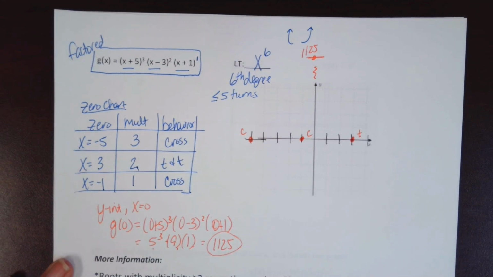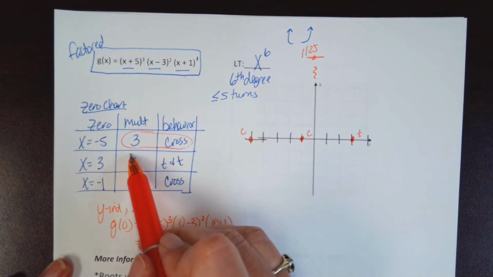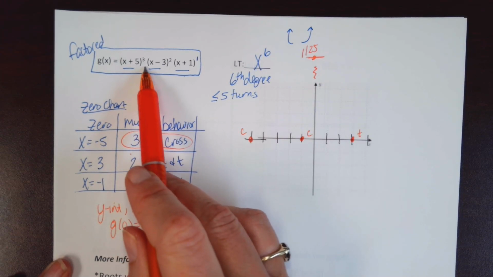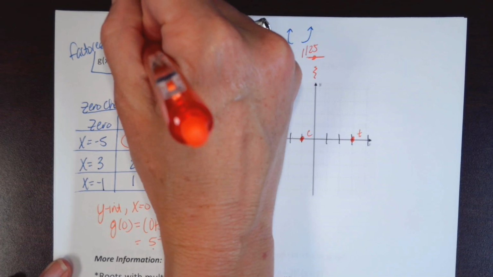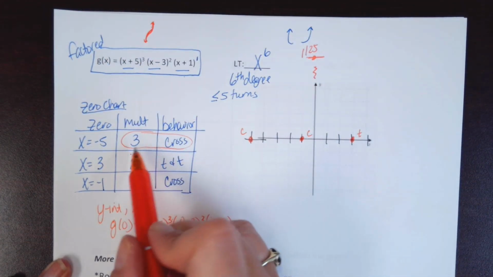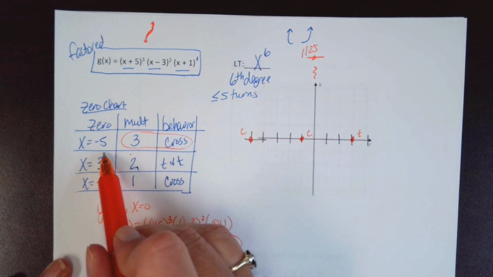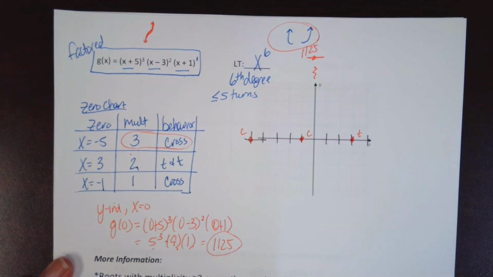Now, I want to point out to you that I have a multiplicity of 3 here. Exponent 3 is a cubic function. We know our cubic function does that wiggle, right? So that wiggle is going to be reflected when I cross the x-axis at this intercept. So let's see if we can check that out. We're going to use our end behavior. We're going to start high.